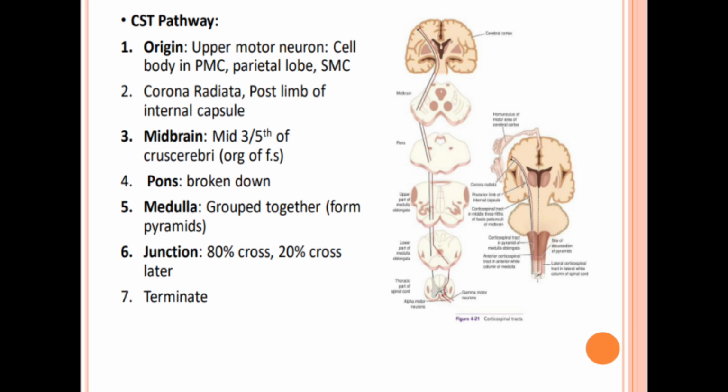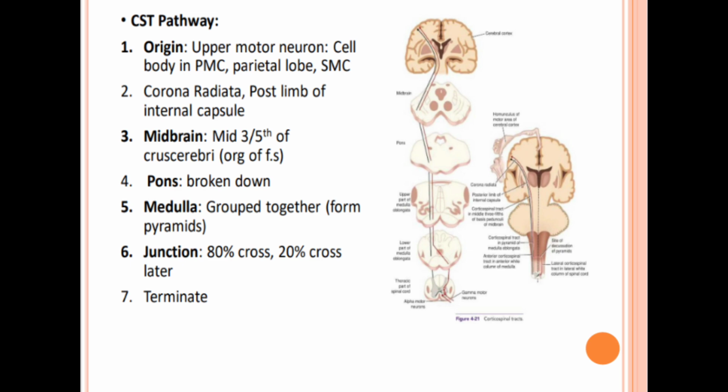First, in the midbrain, they pass through the middle 3/5 of the crus cerebri. As they pass through the pons, the whole corticospinal tract is broken down into many different bundles by the transverse pontocerebellar fibers. When they pass through the medulla, all of these nerve bundles are grouped together again and form a swelling on the anterior part of the medulla, known as the pyramids.